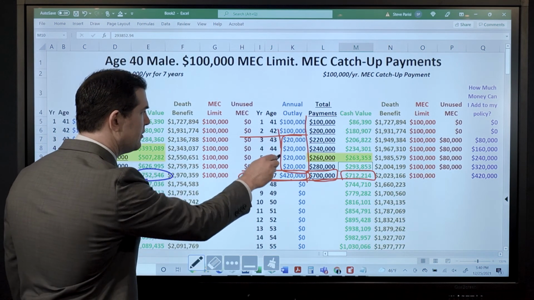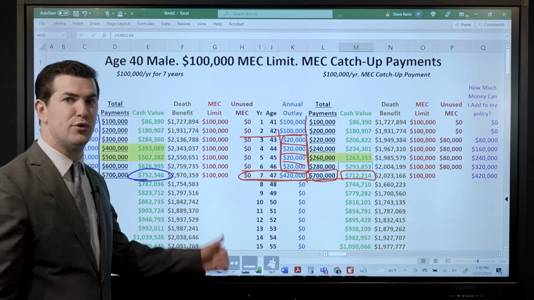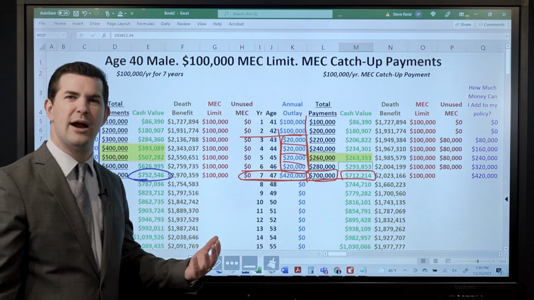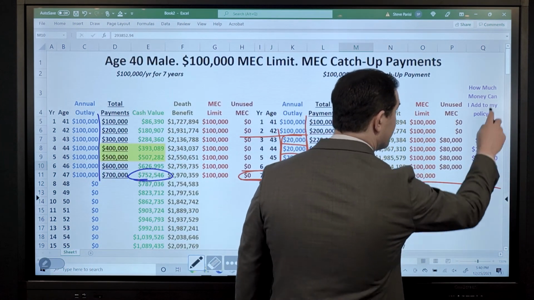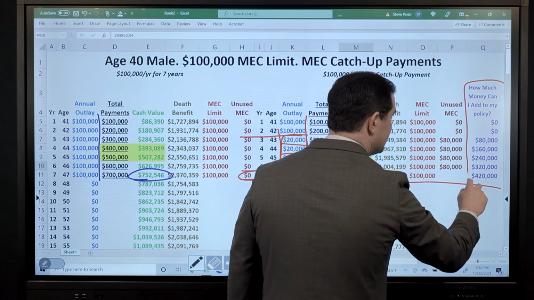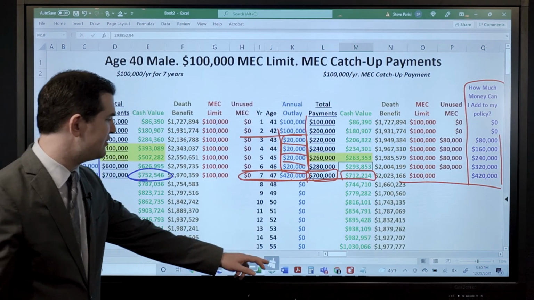4 years here, I was not max funding it. Whereas over here, I'm getting more money in, so it's going to start compounding sooner rather than later. But over here, there we go. Each year, he sees how much he can add. Doesn't have to make a max catch-up payment, but he does in this example.